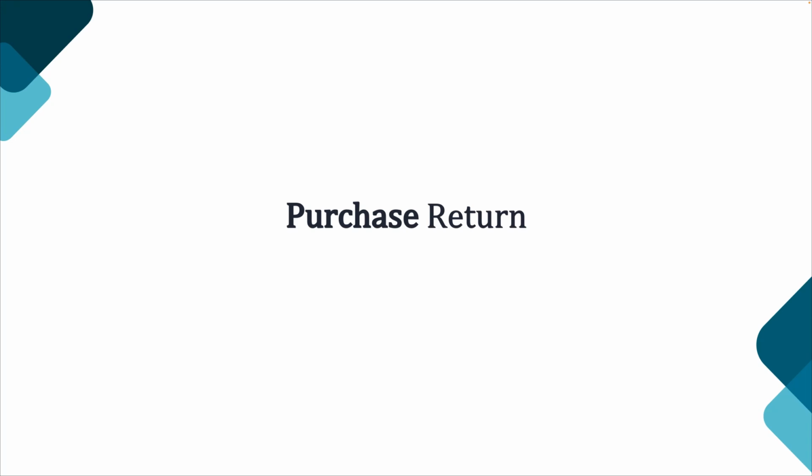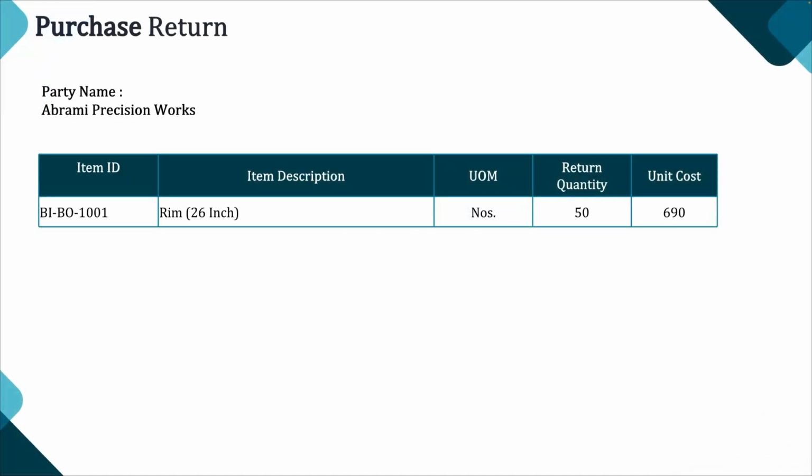in ERP to reverse a previous purchase, reducing the stock and reversing your GRN, that's your goods receipt note, and updating accounts payable. Before getting into the procedure, let me explain the concept in detail. This slide consists of your party name, which is Abrami Precision Works. Then comes your item ID and the item which you are going to return, for the quantity of 50.